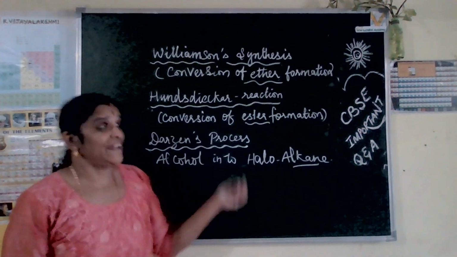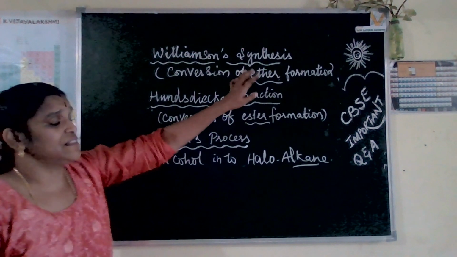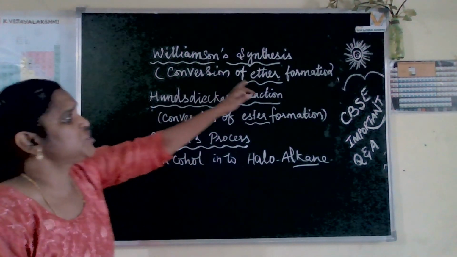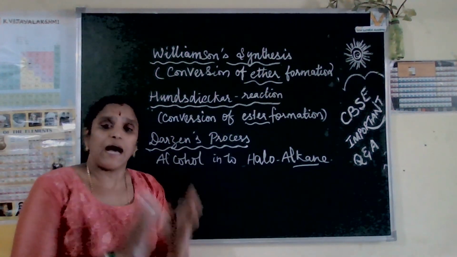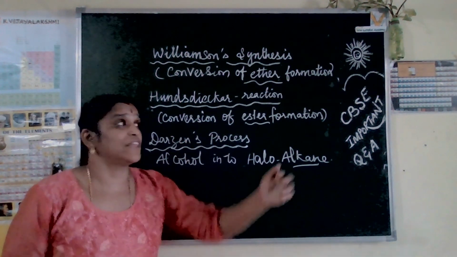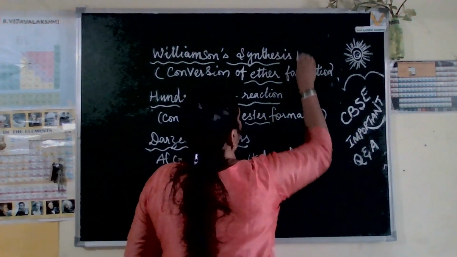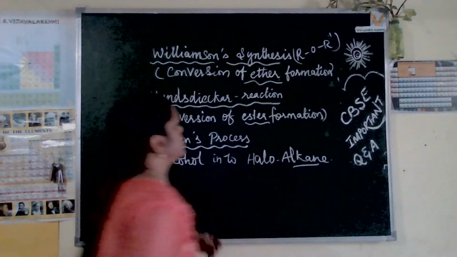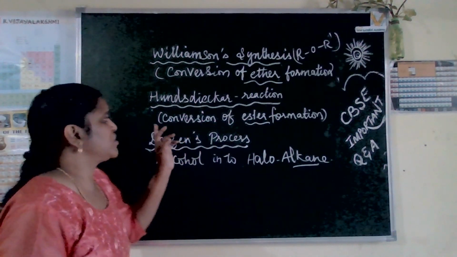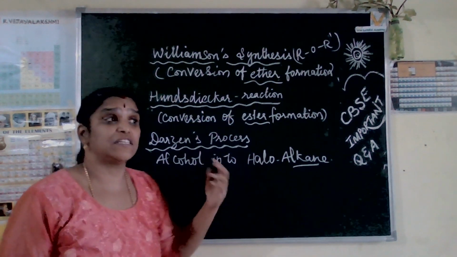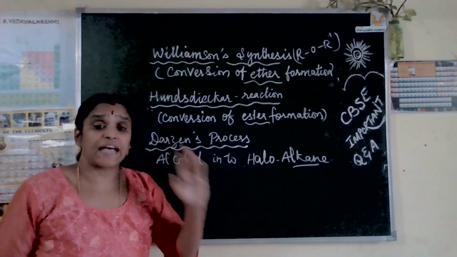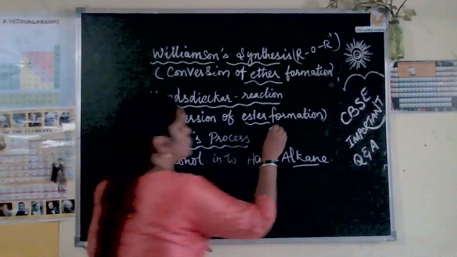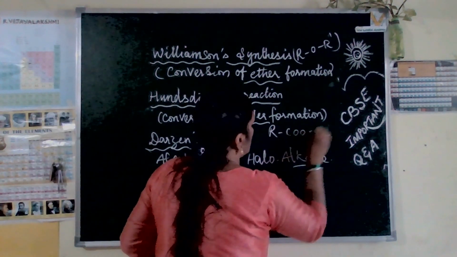The next one is Williamson's synthesis. Williamson's ether synthesis, sometimes they'll give that question. For ether formation, haloalkane reacts with sodium ethoxide and you will get ether, R-O-R'. So that is ether formation. And Hunsdiecker reaction, conversion for ester formation. This is actually the silver salt of a carboxylic acid. So you will get ester formation, RCOOR'.